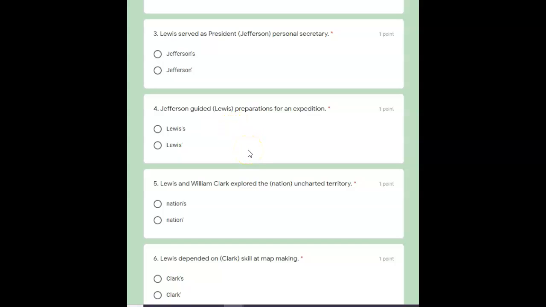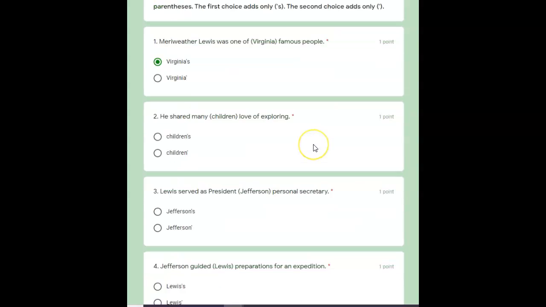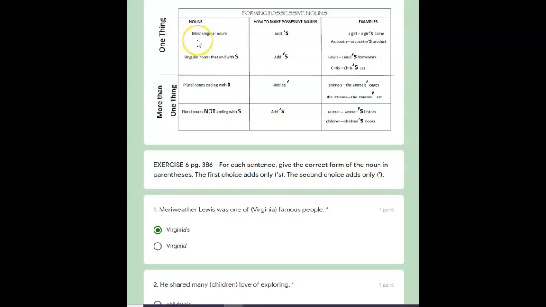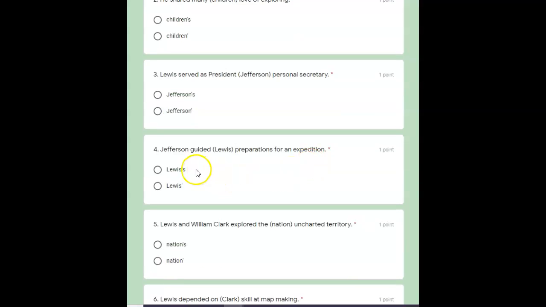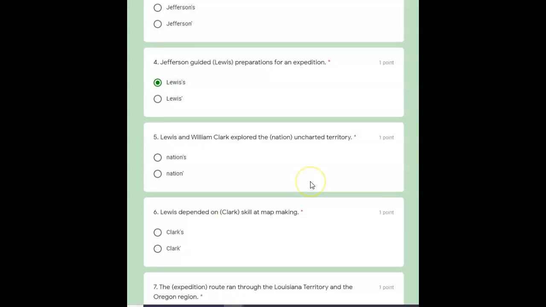Okay, let's go down and do 4. Jefferson guided Lewis's preparations for an expedition. Meriwether Lewis is one person, and it ends with an S. We're going to look at our chart. Singular, ends with an S, apostrophe S is what we add. So Lewis's. It looks kind of goofy, but that is the one that's accurate.